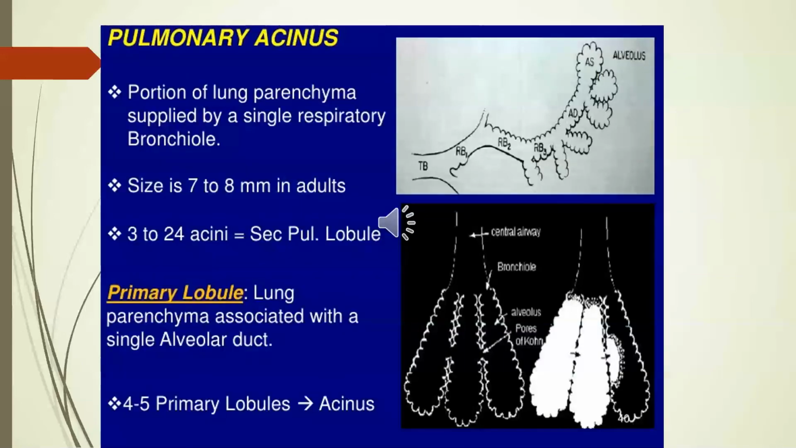Once more, the pulmonary acinus is the portion of the lung parenchyma supplied by a single respiratory bronchiole. The size of the pulmonary acinus is from 7 to 8 millimeters in adults, and from 3 to 24 acini will form the secondary pulmonary lobule. The primary lobule is that part of the lung parenchyma associated with a single alveolar duct. It is smaller than the acinus, and from 4 to 5 primary lobules will form an acinus.